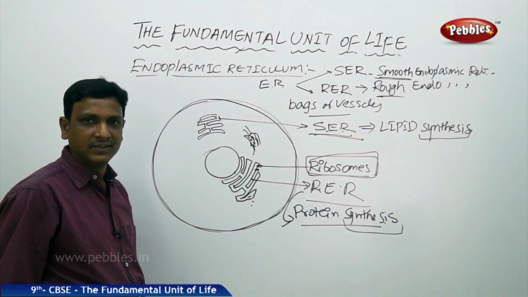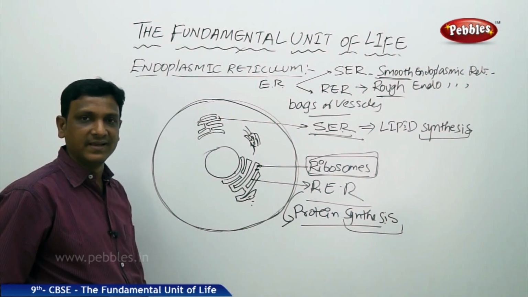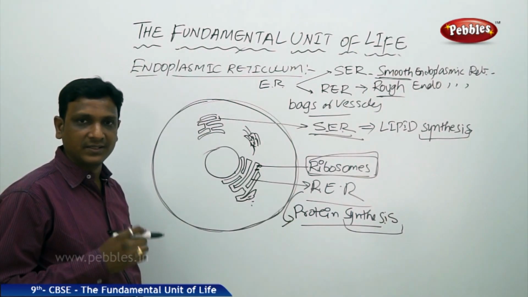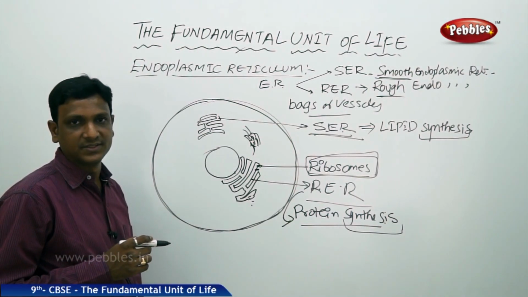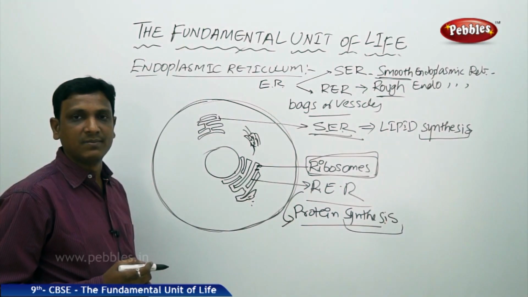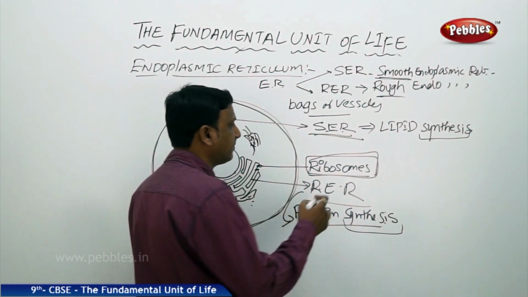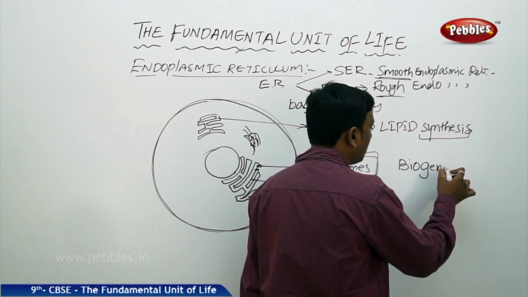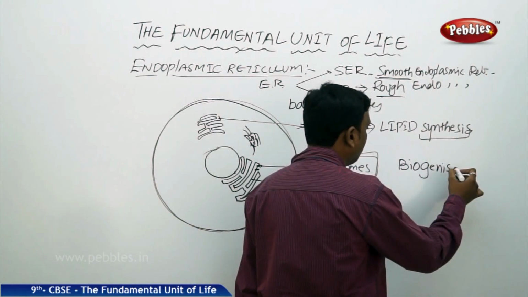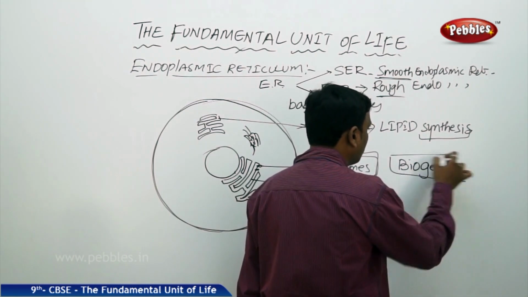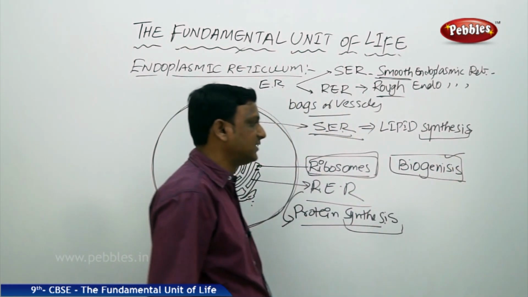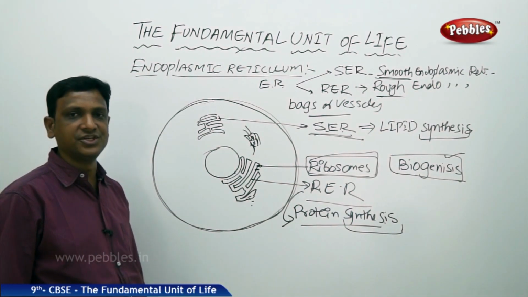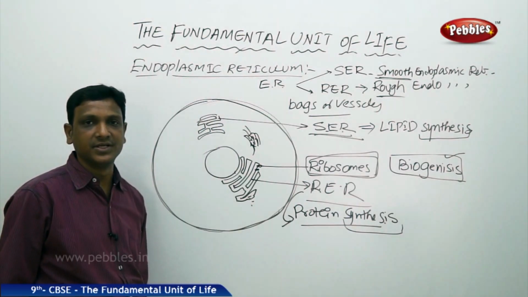Why are they needed? In the previous session, when we were studying the plasma membrane, we learned that the plasma membrane is made up of lipids and proteins. So for the construction of the plasma membrane, lipids and proteins are required, which are prepared by the endoplasmic reticulum. The synthesis of lipids and proteins for the formation of the cell membrane is termed biogenesis, and it takes place in the endoplasmic reticulum of the cell. It is a major function achieved by the endoplasmic reticulum.